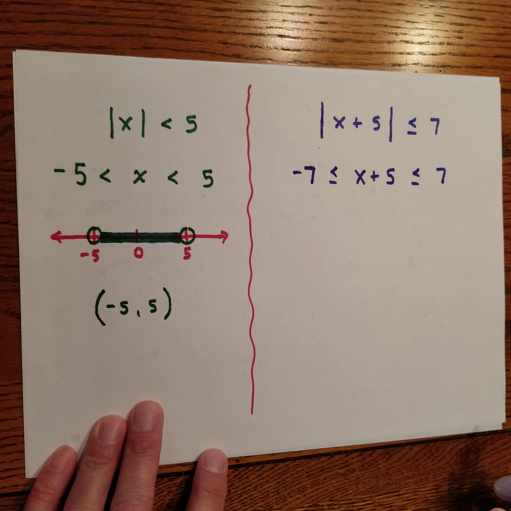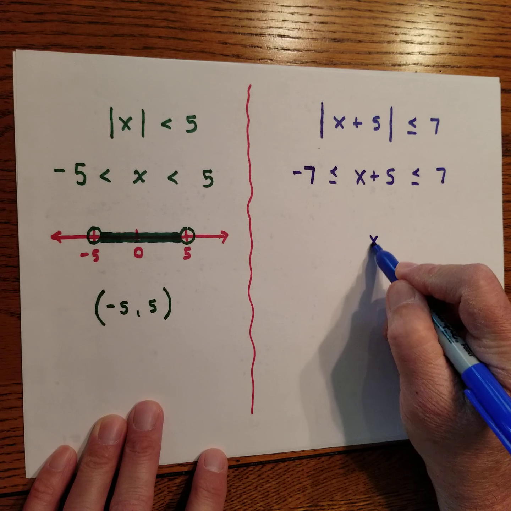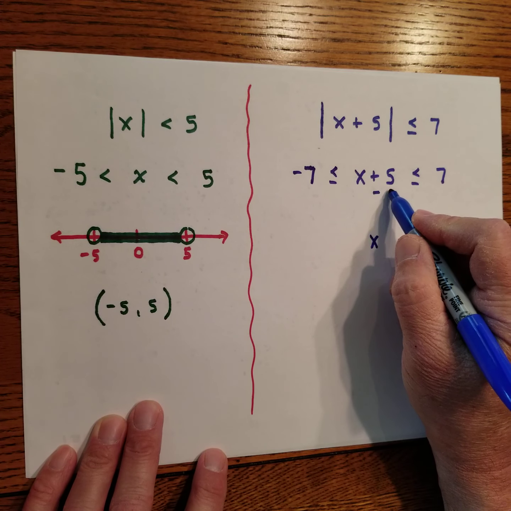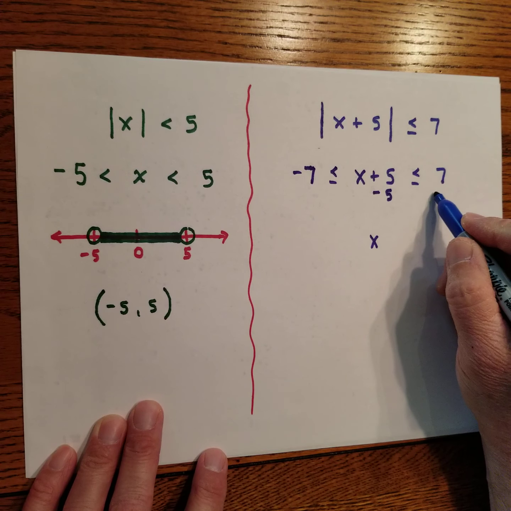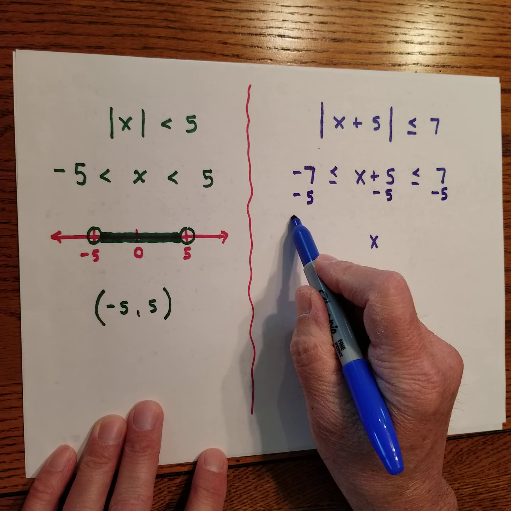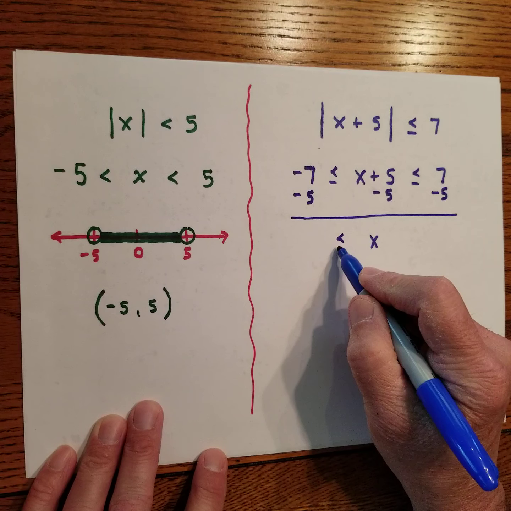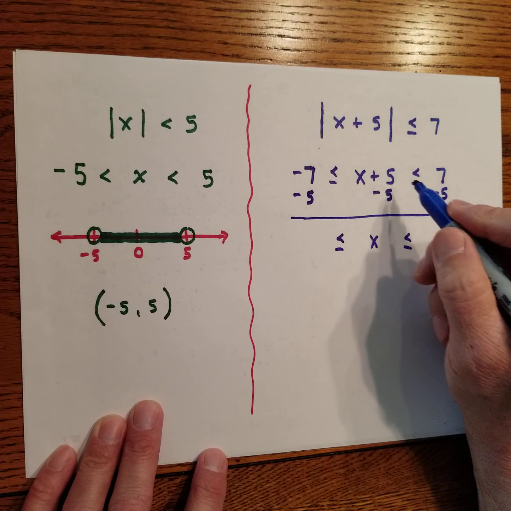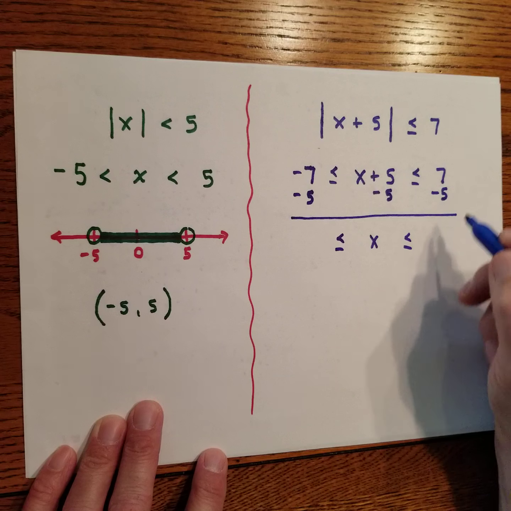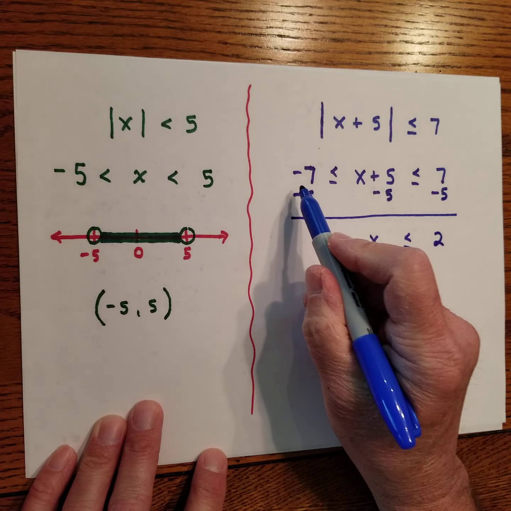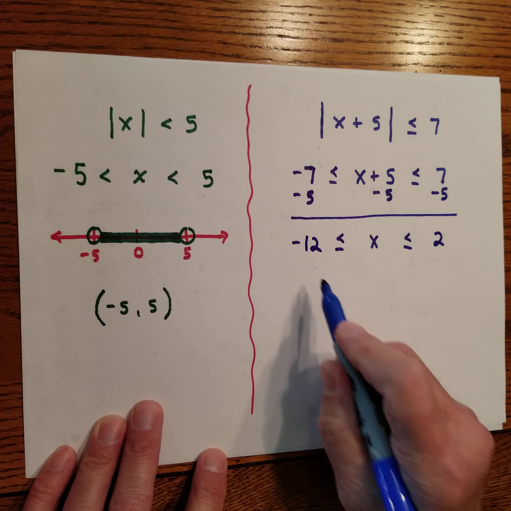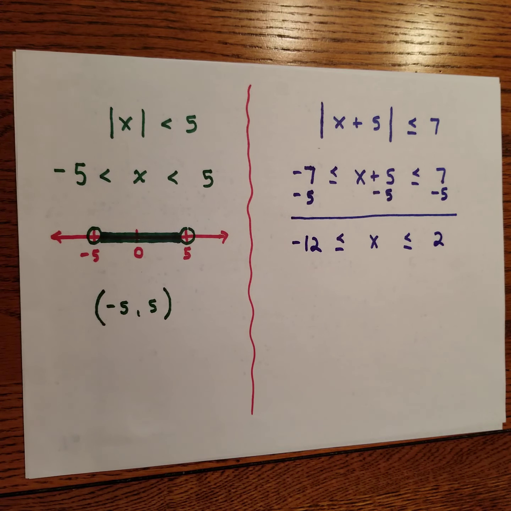Now let's solve for x. If I want to get x by itself, I must get rid of this 5. The inverse of addition is subtraction. So we'll subtract 5, but we must subtract 5 everywhere. Positive 5 and negative 5 is 0, plus x. 7 minus 5 is 2. Negative 7 and negative 5 is negative 12. There's my solve. Now let's graph.